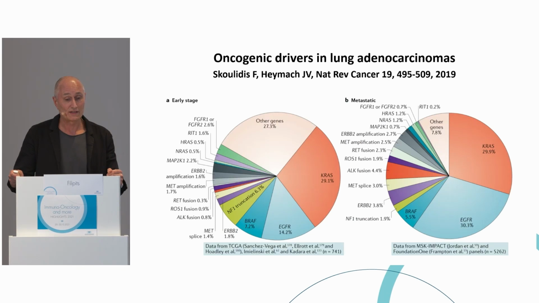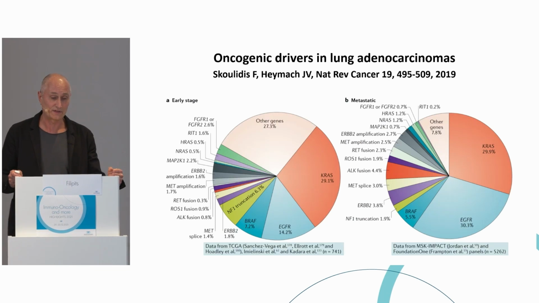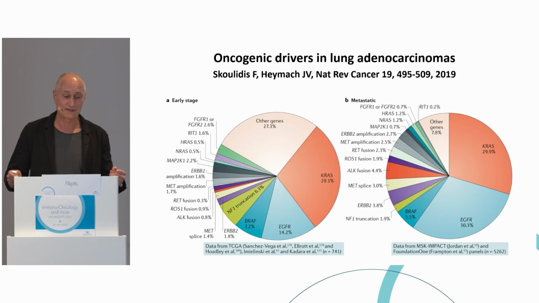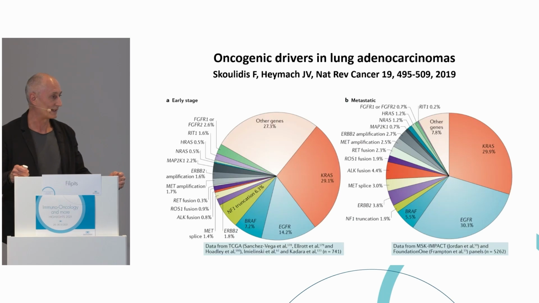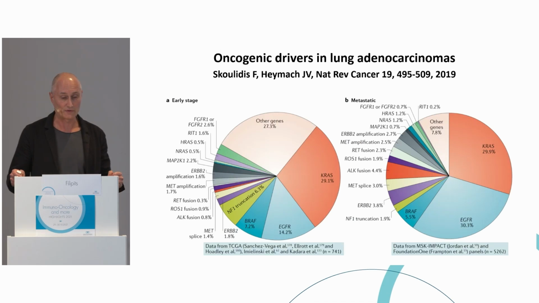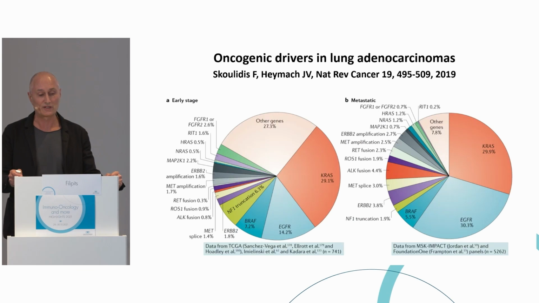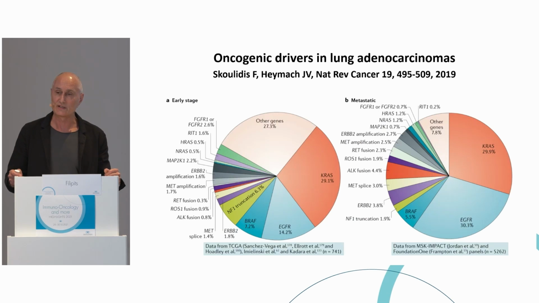What you can also see here is that there are two big slices of these pies, namely the KRAS and the EGFR piece. KRAS stands for Kirsten rat sarcoma gene, EGFR for epidermal growth factor receptor, and as you can see, these are the genes which are mainly affected in lung adenocarcinomas. 30% KRAS mutations and approximately 30% EGFR mutations are present in these patients.